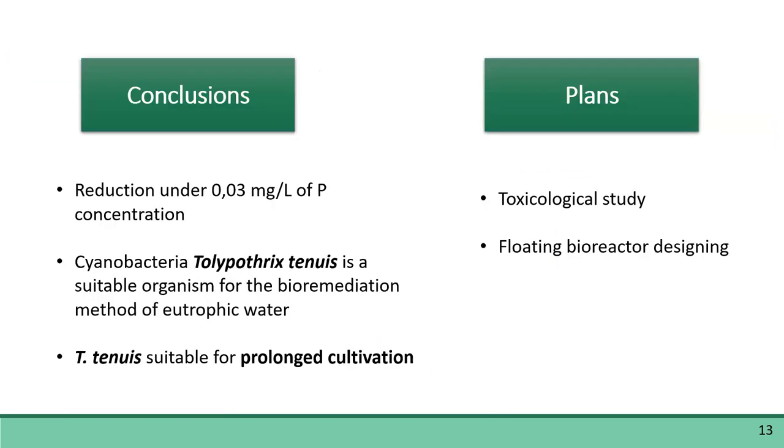So to conclude these results, we can say that the photoautotrophic Klebsormidium is suitable for this bioremediation method. It is capable of reducing phosphorus concentration in the water under 0.03 milligrams per liter. And Tetrapotrix is capable of prolonged cultivations. For future plans, we are planning to do a toxicological study on Tetrapotrix, and the final design of the floating bioreactor should be developed.